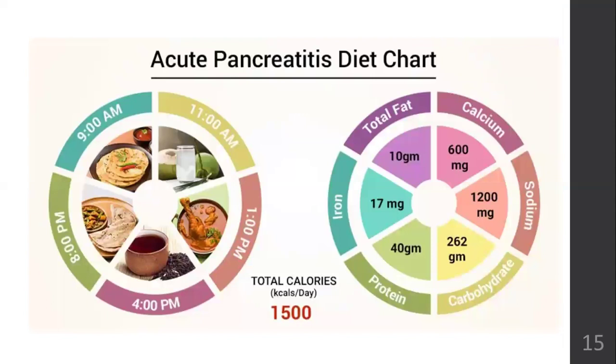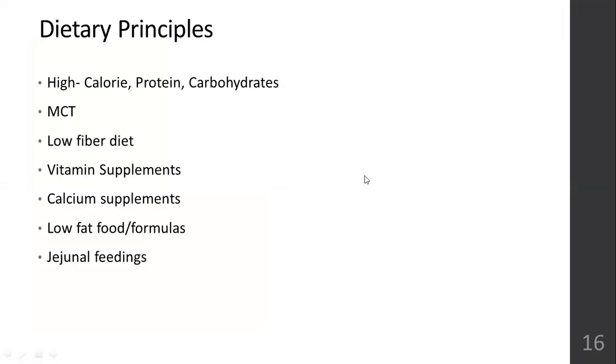So this is a pancreatic diet chart. Fat is controlled here. You can see just 10 gram of fat. It is completely fat controlled. A high calorie, high protein, high carbohydrate diet is given. Fat should be controlled and low fiber should be given. Medium chain triglyceride oils can be used. Vitamin and calcium supplements have to be used. Low fat food or low fat formulas. If the patient is on NG tube feeding, a low fat formula has to be used.